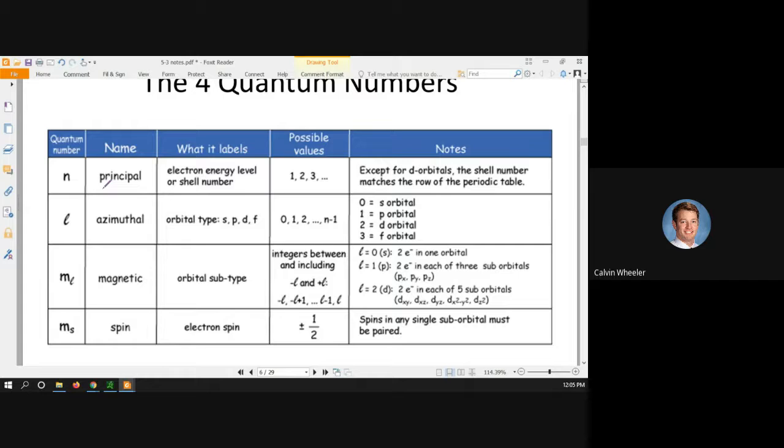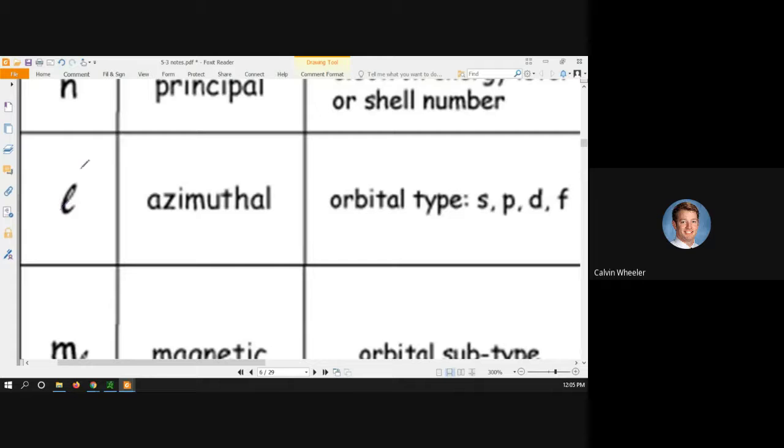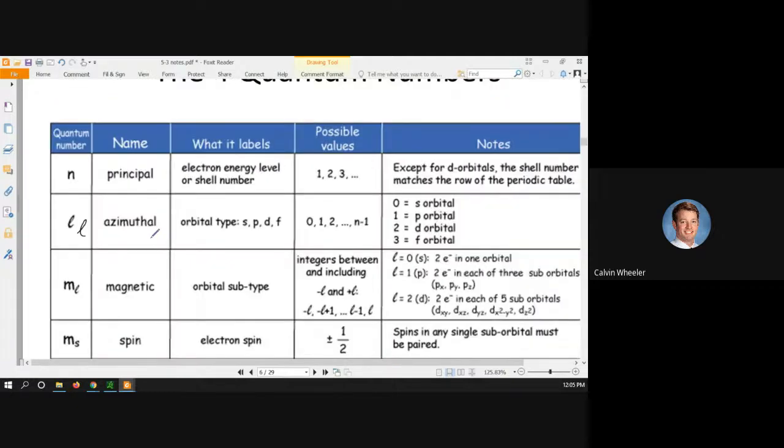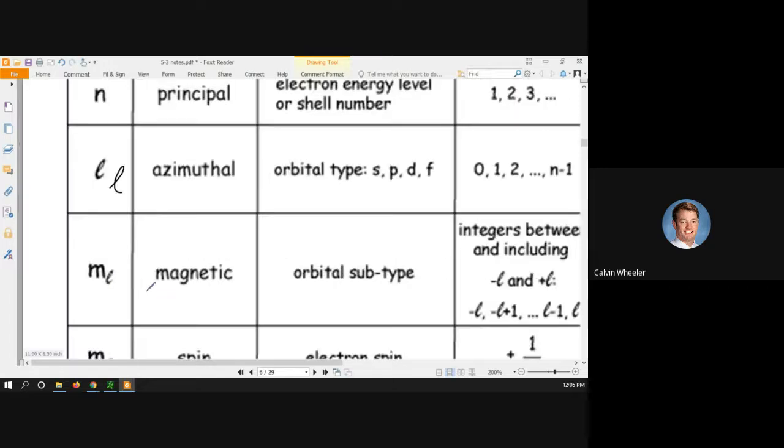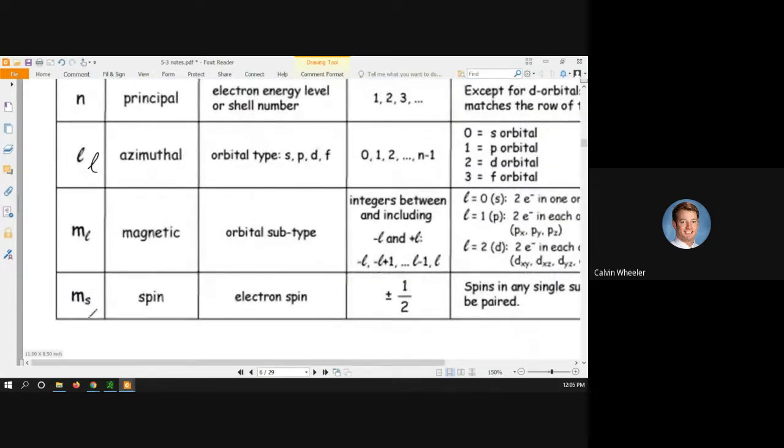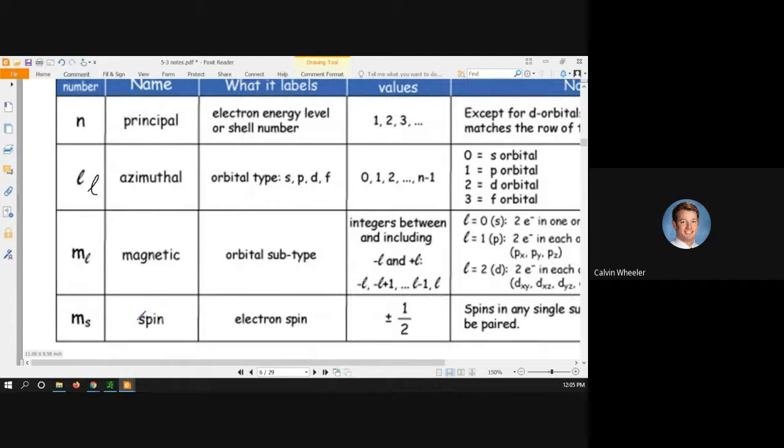That's the county. The azimuthal quantum number l, you'll notice that they use cursive because this looks like a 1, so they use a script or cursive l instead. That's the azimuthal quantum number. That's narrowing it down a little bit further. Then we have the magnetic quantum number, this is m sub l. And then we have m sub s, which is the spin quantum number. So we have 4 quantum numbers that narrow down exactly where these electrons are within an atom.